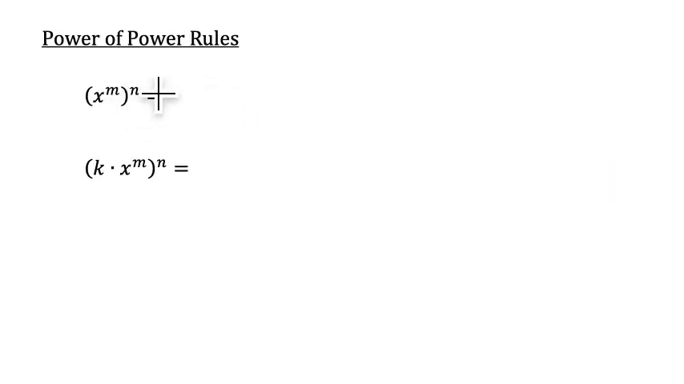Okay, let's summarize what we just investigated there. So x to the m power raised to the nth power would be x to the m times n power. Now here this k would be like a coefficient or a constant out in front. So this would be k to the n power times x to the m times n power. So we use the exponent rules on this exponent here, but we just treat the k, if it's a regular number, like a regular number.